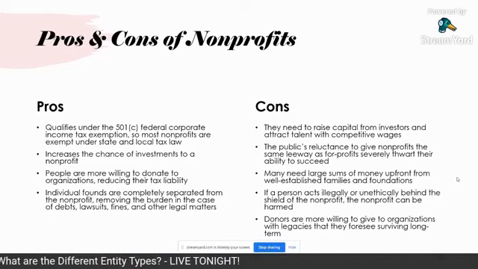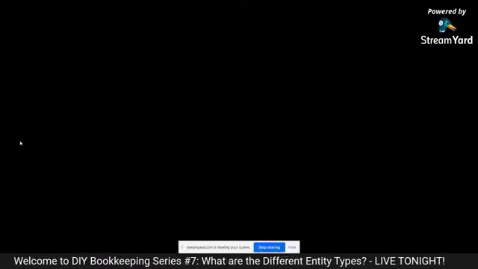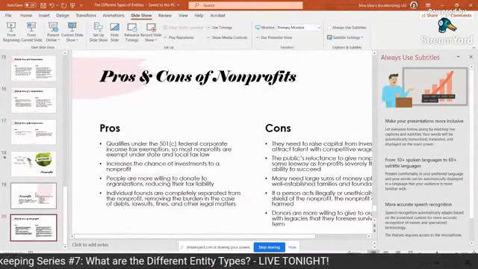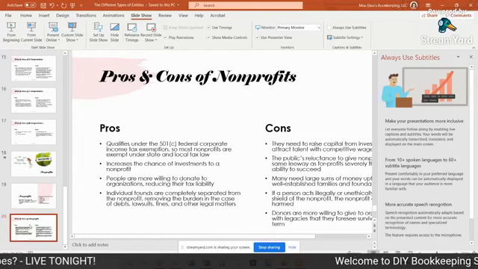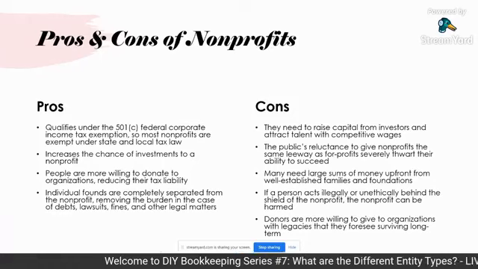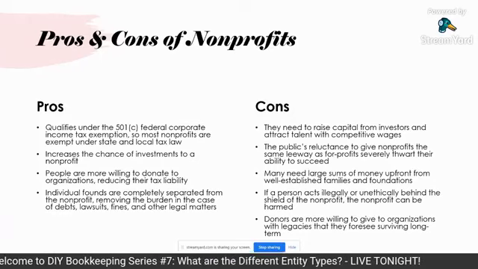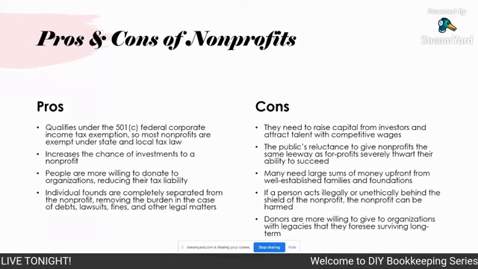there's a typo. It's not founds, it's funds. Individual funds are completely separated from the nonprofit, removing, what did I just do? Okay. Let's get you back on here. Okay. Sorry about that. Individual funds are completely separated from the nonprofit, removing the burden in the case of debts, lawsuits, fines, and other legal matters.